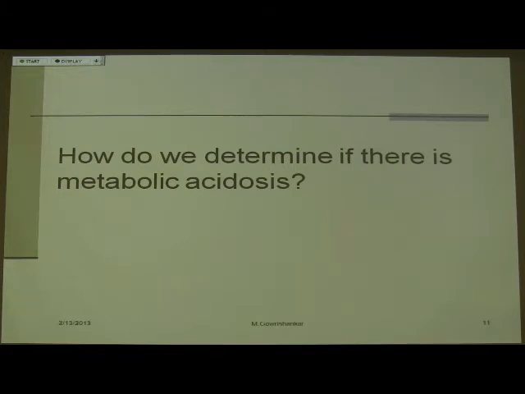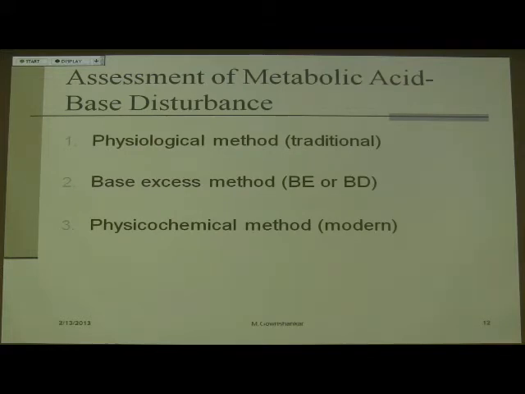So first of all, how do we determine if there is metabolic acidosis, right? I mean, that's the biggest question. Do we have metabolic acidosis, first of all? And you'll be surprised that there are so many discrepancies in the ways in which we assess for metabolic acidosis. So the traditional method, or the physiological method that we are all used to, is the Henderson-Hasselbalch or modified Henderson-Hasselbalch equation. And I'll show you in the next slide what that means. But there are also two other methods by which acidosis in the blood is assessed. So one is called the base excess, and if you have been in ICU, you know that that's what most of the intensivists will use, for whatever reason.